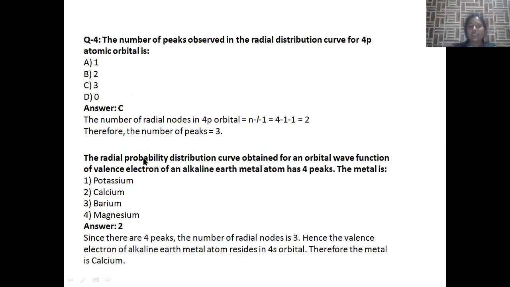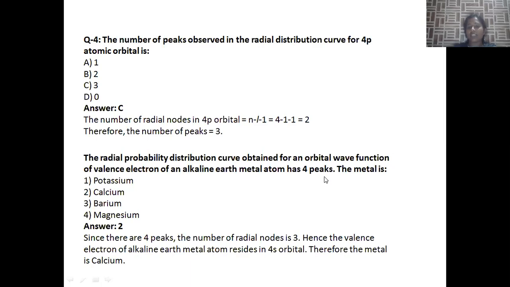Now, let us see another application of radial nodes: determining unknown elements. The radial probability distribution curve obtained from the orbital wave function of the valency electron of an alkaline earth metal atom has 4 peaks. What is the metal? They mentioned the radial probability distribution curve, so the valency electrons of an alkaline earth metal. An alkaline earth metal is nothing but an s block element, and it is giving 4 peaks.